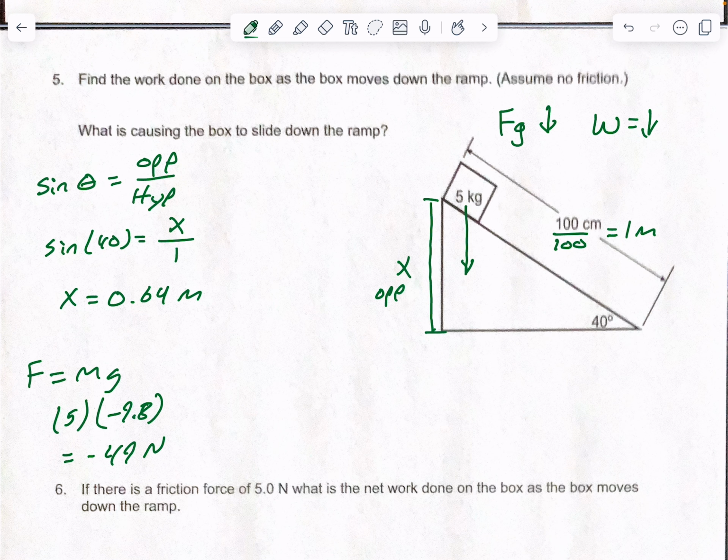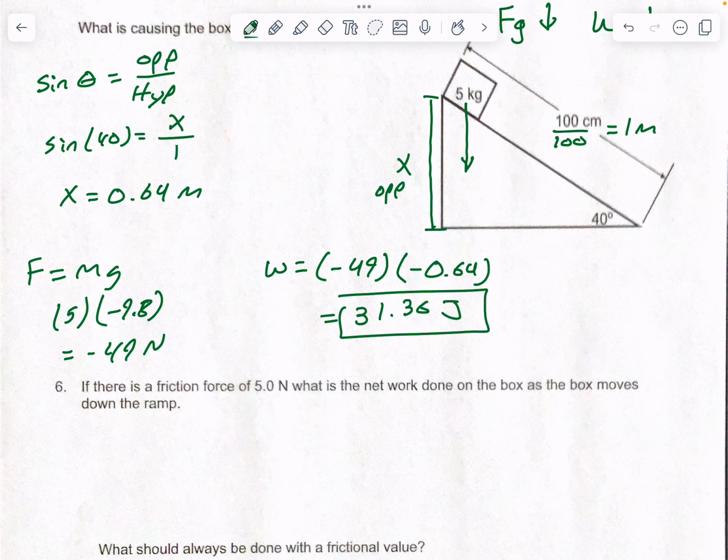Now I have force. Now I have distance. So work equals force times distance, so negative 49. And since it's falling, that'd technically be a negative 0.64 meters. Multiply those, and that means gravity is doing 31.36 joules of work.